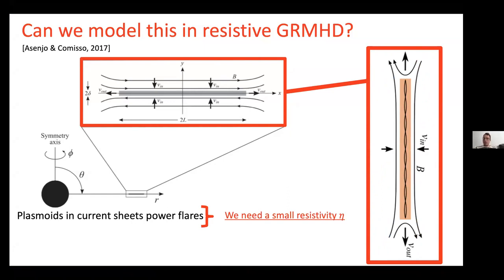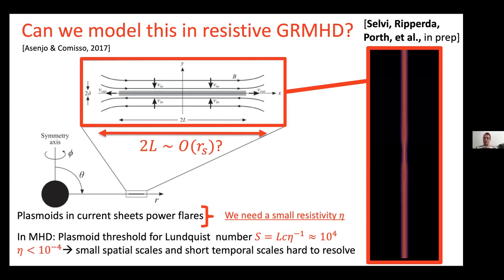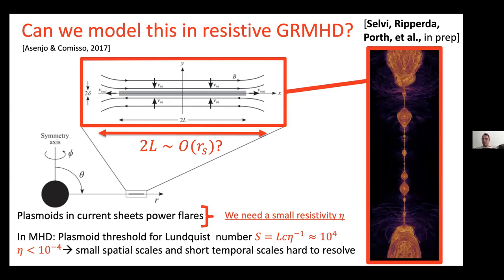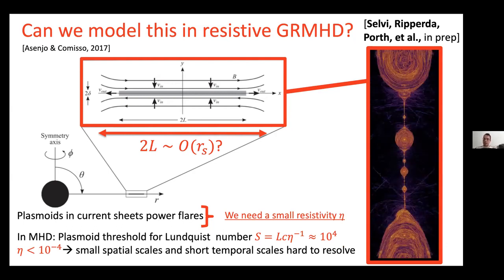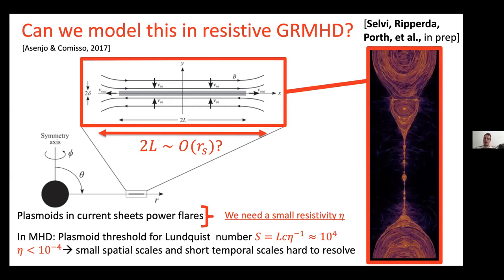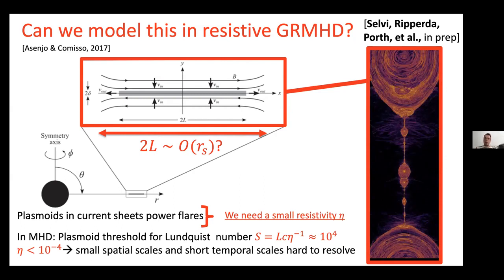To mimic this, we need a small resistivity. So if we plug that in and we make it small enough such that our Lundquist number is high enough to form plasmoids, it looks something like this. This is a local box resistive MHD simulation of the same process as I showed before in PIC. And also here we see that small plasmoids form, that they advect with the flow, merge and grow into larger, potentially observable structures. And the question is, do the current sheets that form in global simulations have a length scale such that this can all actually happen?